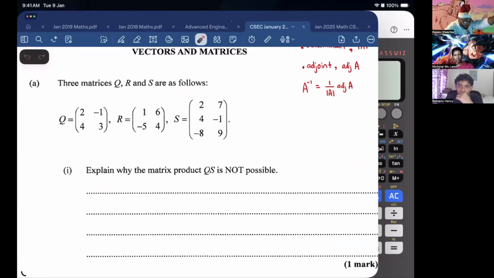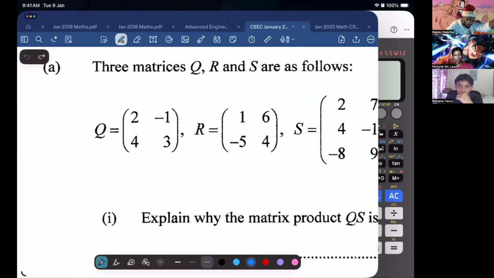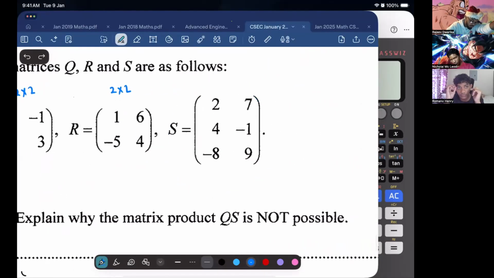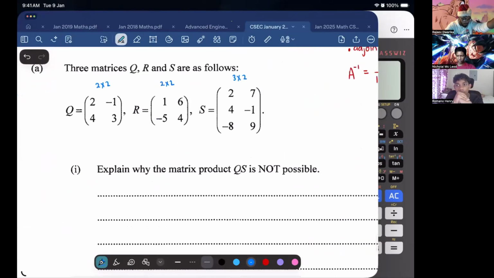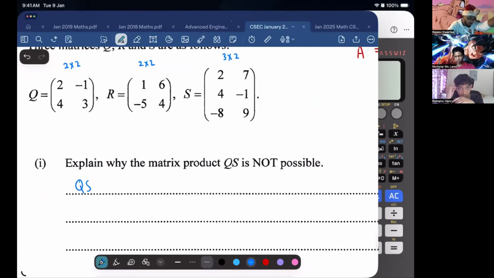So, Nicholas, let me handle this question. First things first, what is the order of Q? 2 by 2. What is the order of R? 2 by 2. What's the order of S? 3 by 2. Explain why the matrix product QS is not possible. If we write QS, what was the order of Q? 2 by 2. What's the order of S? 3 by 2. Are the inner numbers the same? No. So are they compatible? No, sir. So how are we going to write that in English?